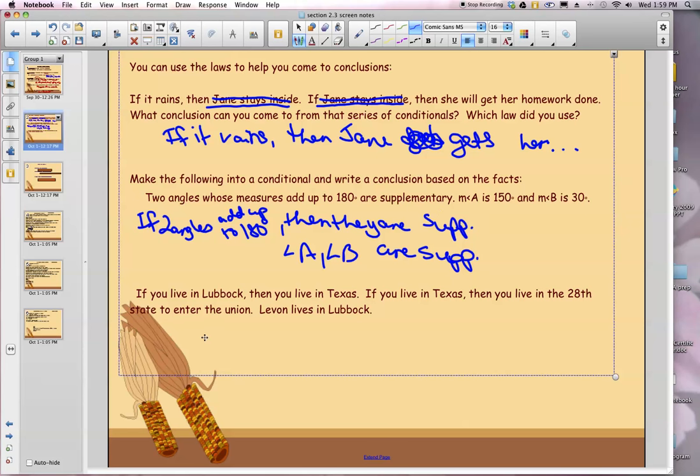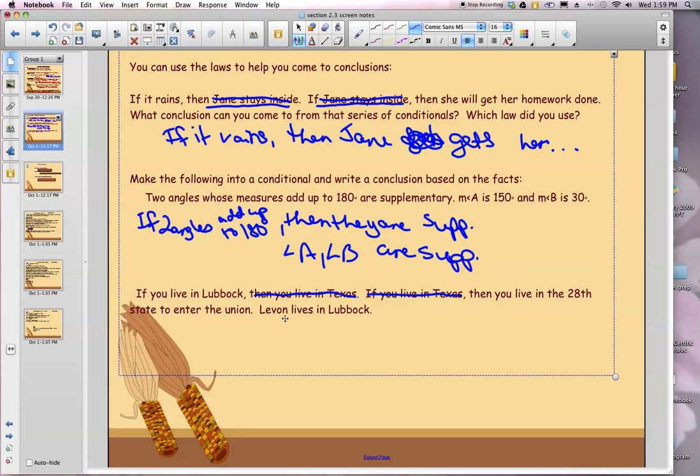All right, now here's your challenge problem for the day. Here's the information we have. If you live in Lubbock, then you live in Texas. If you live in Texas, then you live in the 28th state to enter the Union. Okay? What do you notice there first? That you've got 2 "living in Texas." So the law of syllogism says that we can skip right over that and says if you live in Lubbock, then you live in the 28th state to enter the Union.